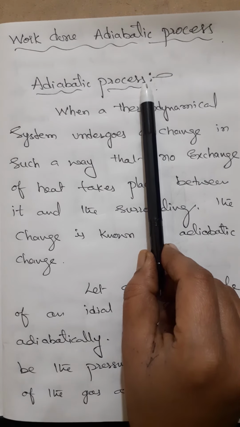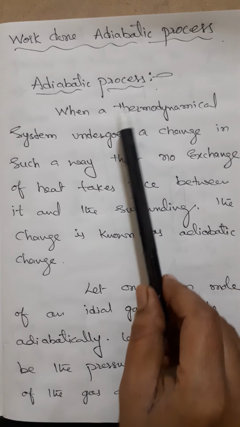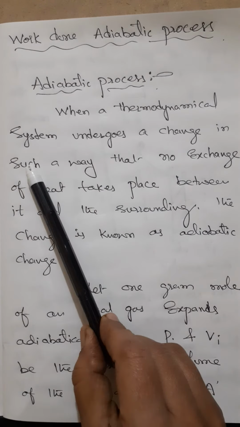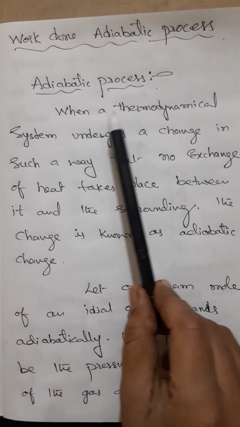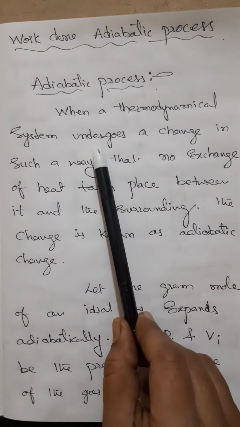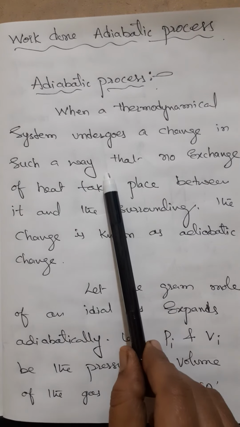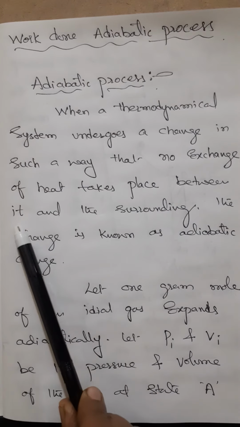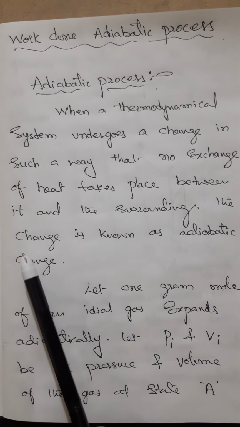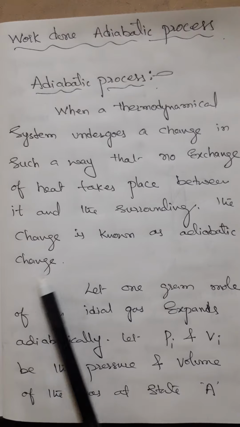So what is adiabatic process? A process in which heat neither enters into the system nor leaves the system. So the definition we can write: when a thermodynamical system undergoes a change in such a way that no exchange of heat takes place between it and the surrounding, then the change is known as the adiabatic change.